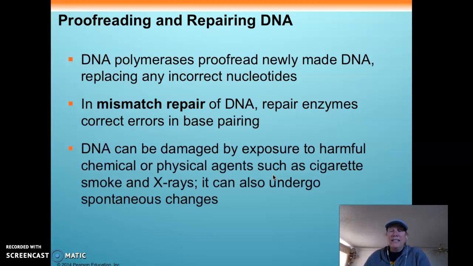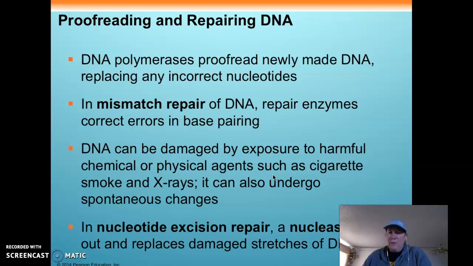Okay, things that can damage DNA: if DNA is exposed to chemical and physical agents, cigarette smoke is a really bad one. X-rays, asbestos. Because of those things, they can actually change the structure of DNA. And if that happens, you end up with what they call a mutation. And that's not a good thing. We talked a little bit about that when we talked about chromosome inheritance. If you have pieces missing or whatever, that can happen because of exposure to harmful agents.